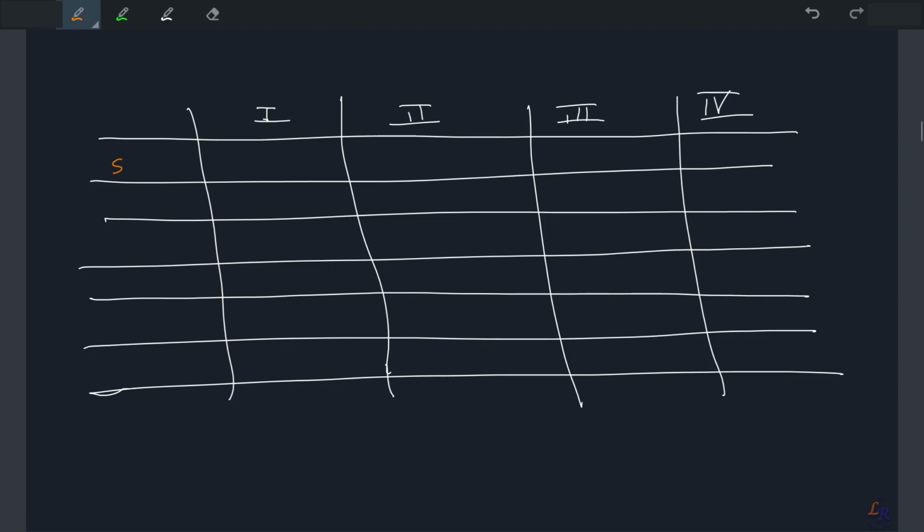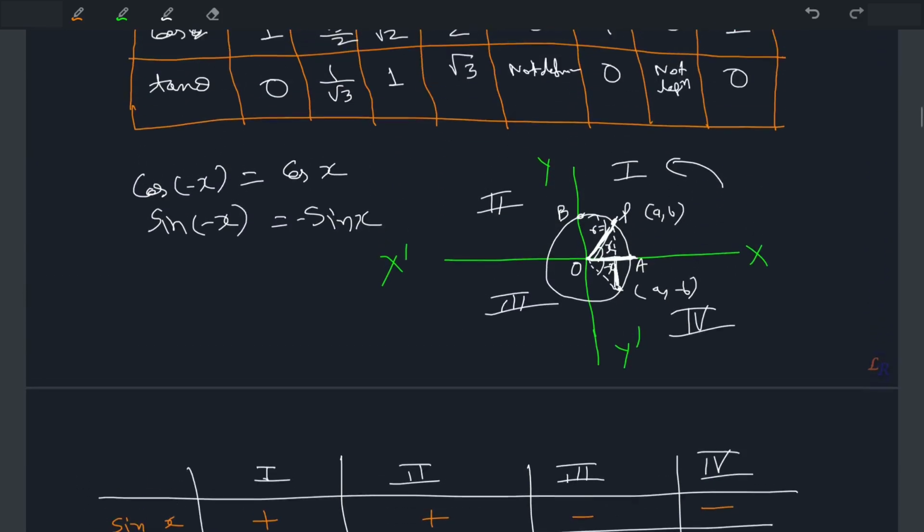So this is for, let's say, sine x. If you place a minus, how is the sign going to change? Then cos x, tan x, cosec x, sec x, cot x. So for the first sine, obviously it is going to be positive in the first and second quadrants, negative in the third and fourth. Let's see how it works.